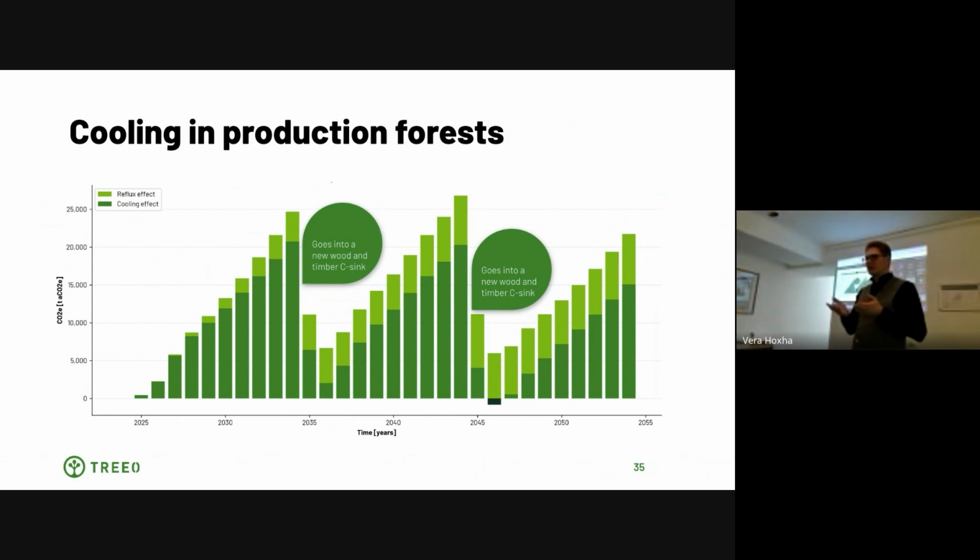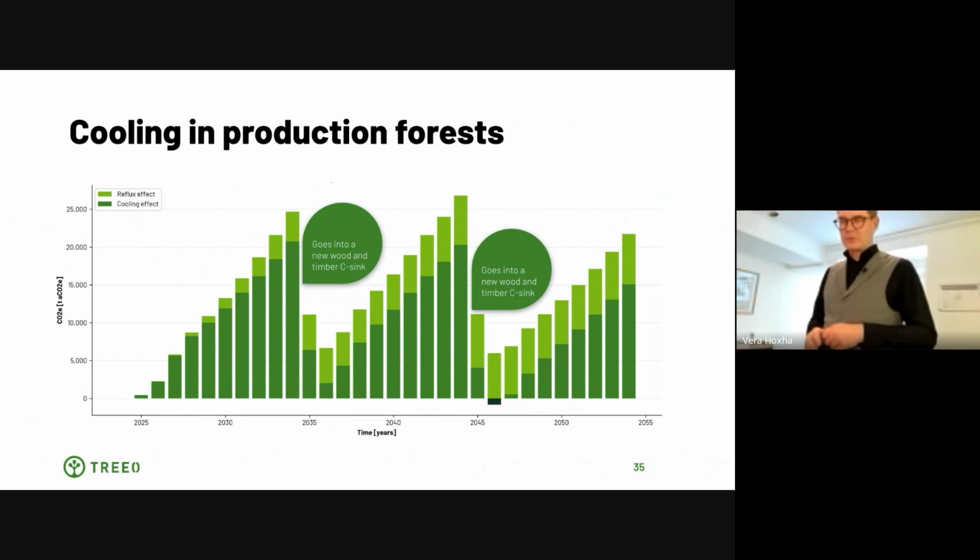Remember, Hans-Peter also said that carbon sinks have a reflux effect. So not all the carbon that has been sequestered is also cooling the planet. Some of it is basically lost, but the ocean also takes care. So only the dark green elements of these bars is something we can use for cooling, and then we can offer this cooling service to our customers.